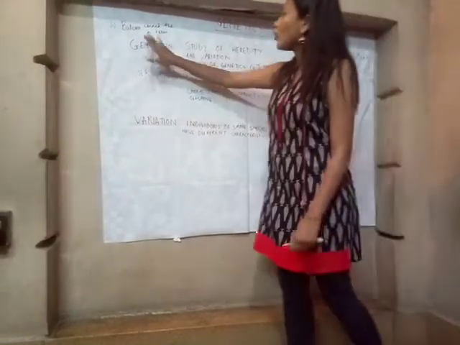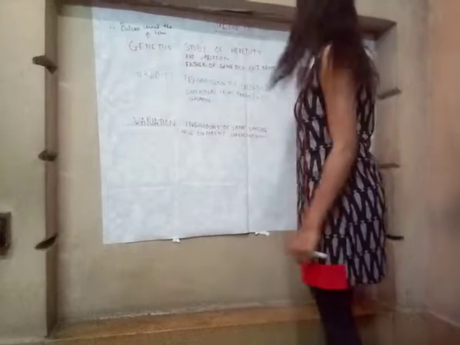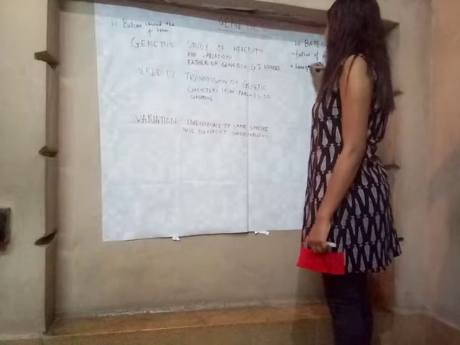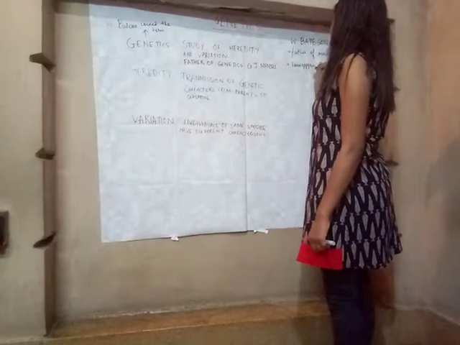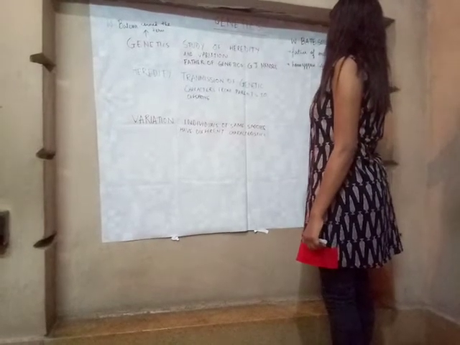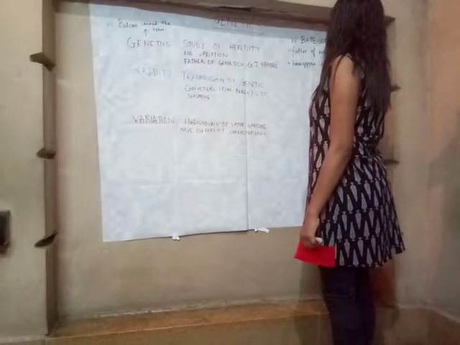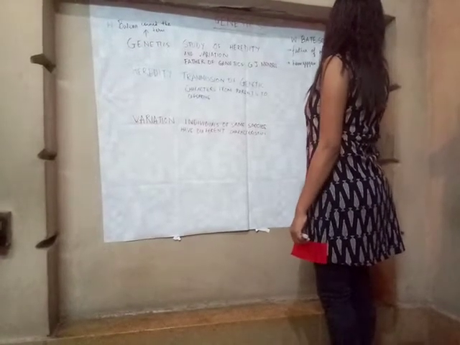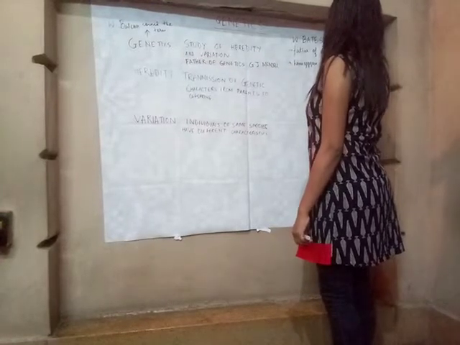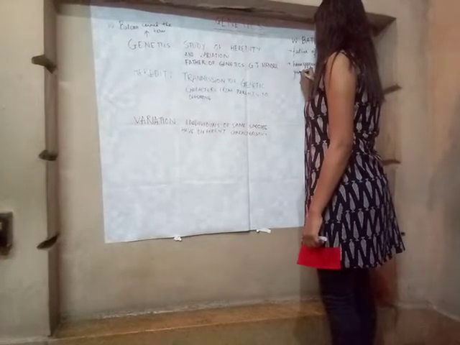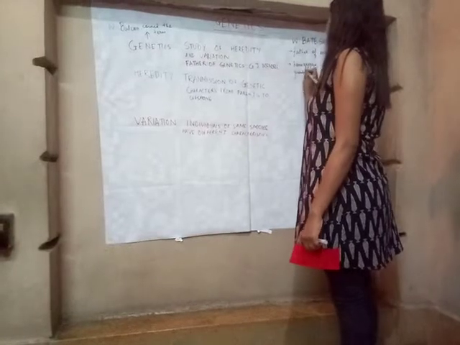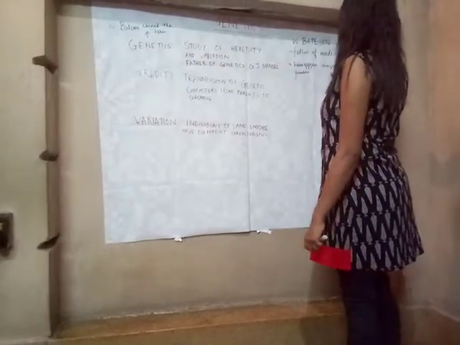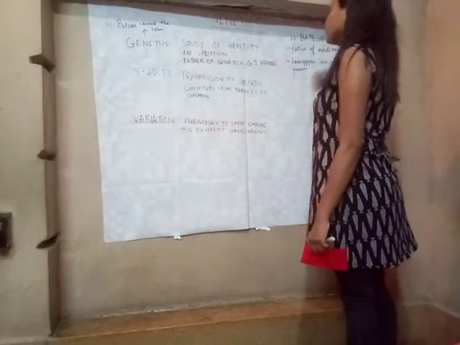In spite of coining the term genetics, he coined the terms homozygous, heterozygous, allele, F1 generation and F2 generation. So, W. Bateson coined the terms homozygous, heterozygous, allele, F1 and F2 generation.